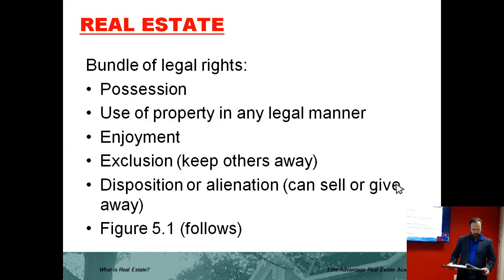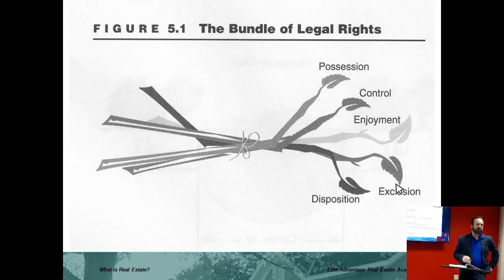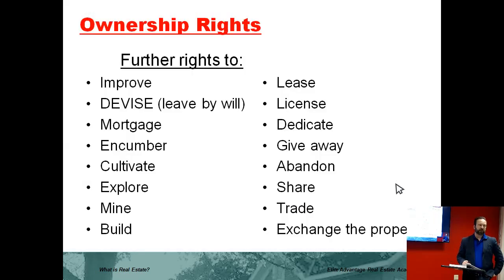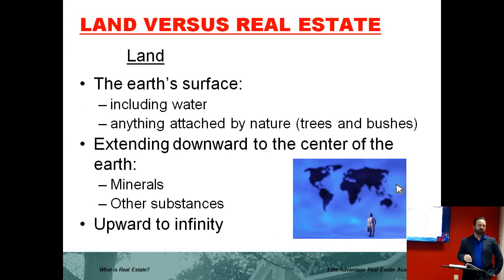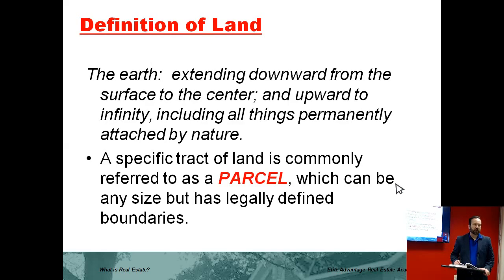All right, on page 68, we talk about riparian rights. Let me just make sure we flip ahead here into the slides. We have the possession, of course, control, enjoyment, exclusion, disposition. We talk about the ability to abandon or share rights. We have land surface rights. And of course, we have this thing called the earth extending downward.